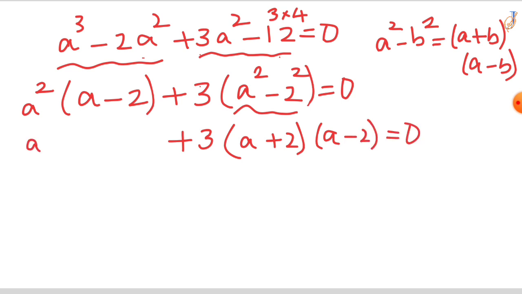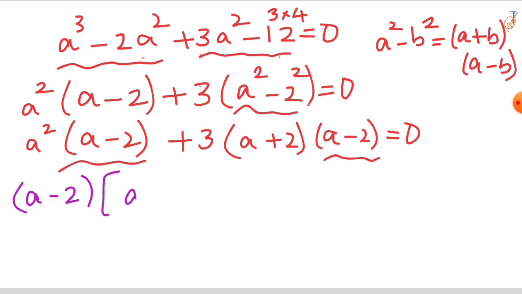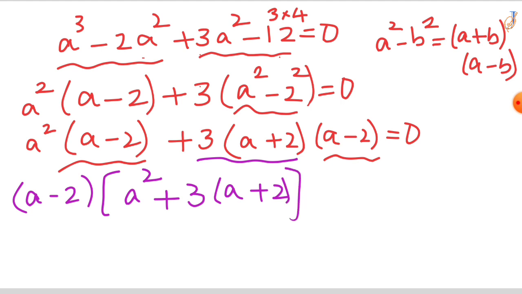And here we have a power 2 times a minus 2. Now observe these two terms. We have a minus 2 as common, so let's take it as common. From the first term we left a power 2, and from the second term we left 3 times a plus 2, that is equal to 0.